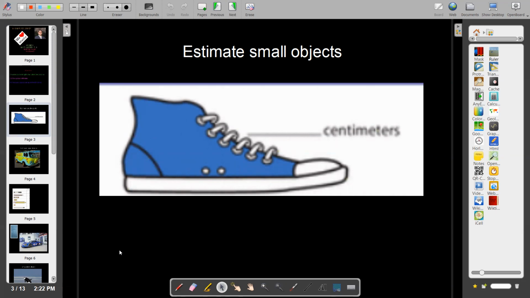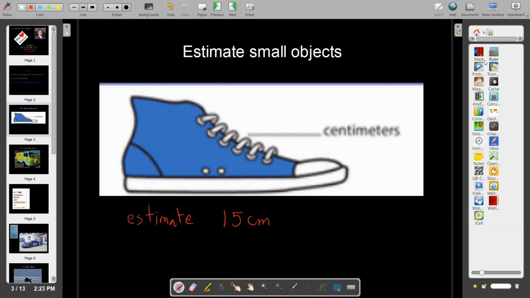I know this is a small object, so I will use centimeters. This is about 15 or 20 centimeters. So I can say 16, 17, 18, any number between them. For example, I will give an estimate. I will say it is about 15 centimeters. This is called an estimate. So estimate means I say what the length of an object is without measuring. This is a small object, so I will use centimeters, and I will say it is about 15 centimeters.